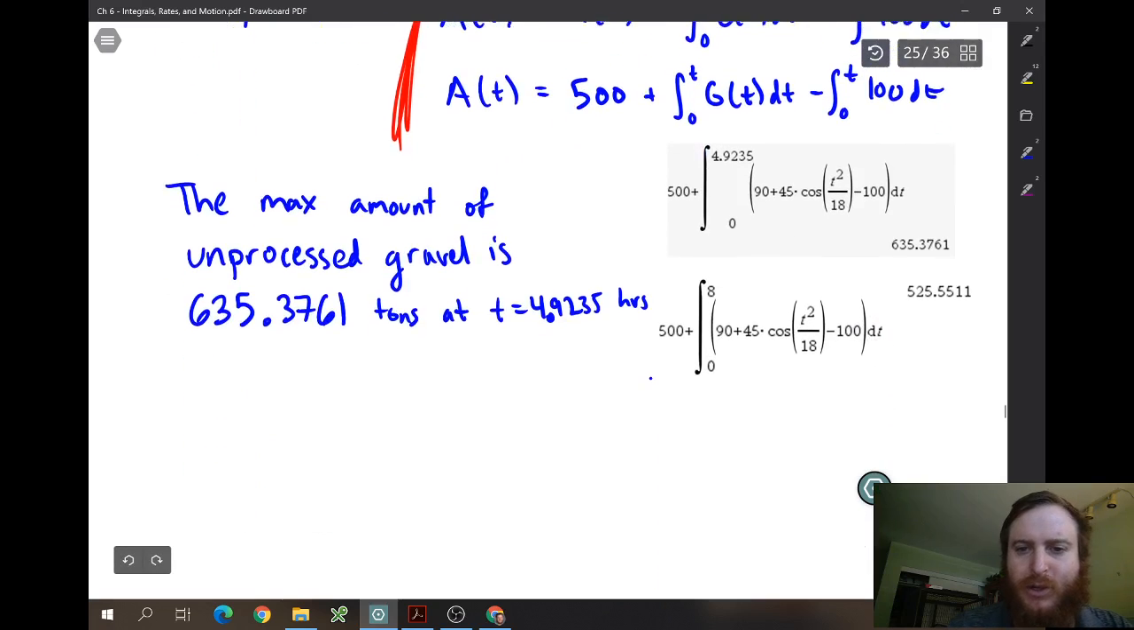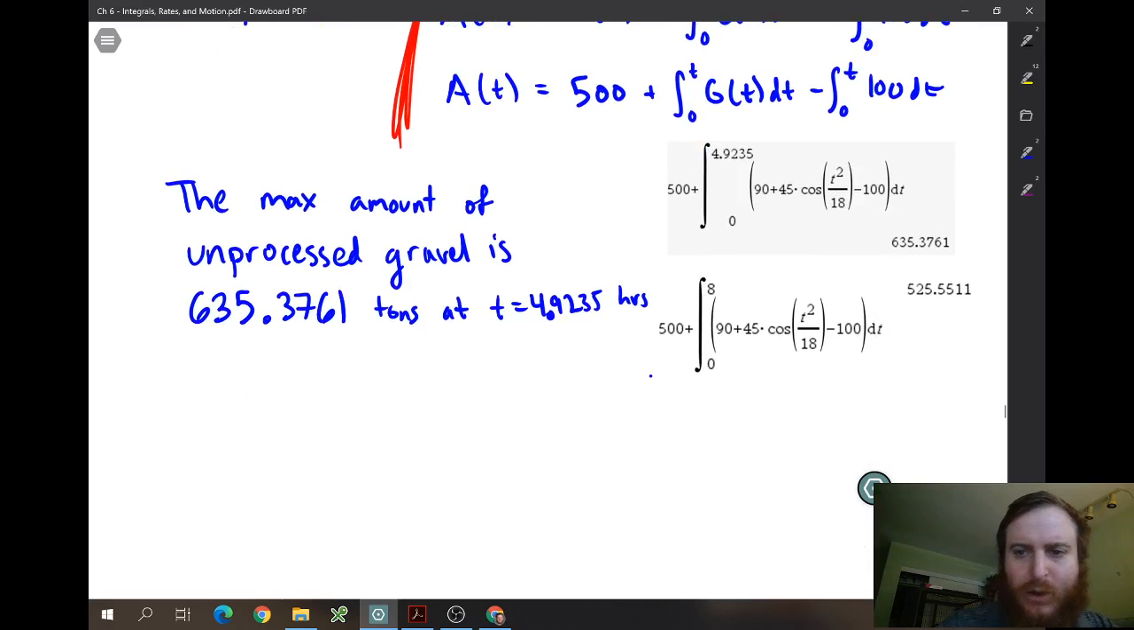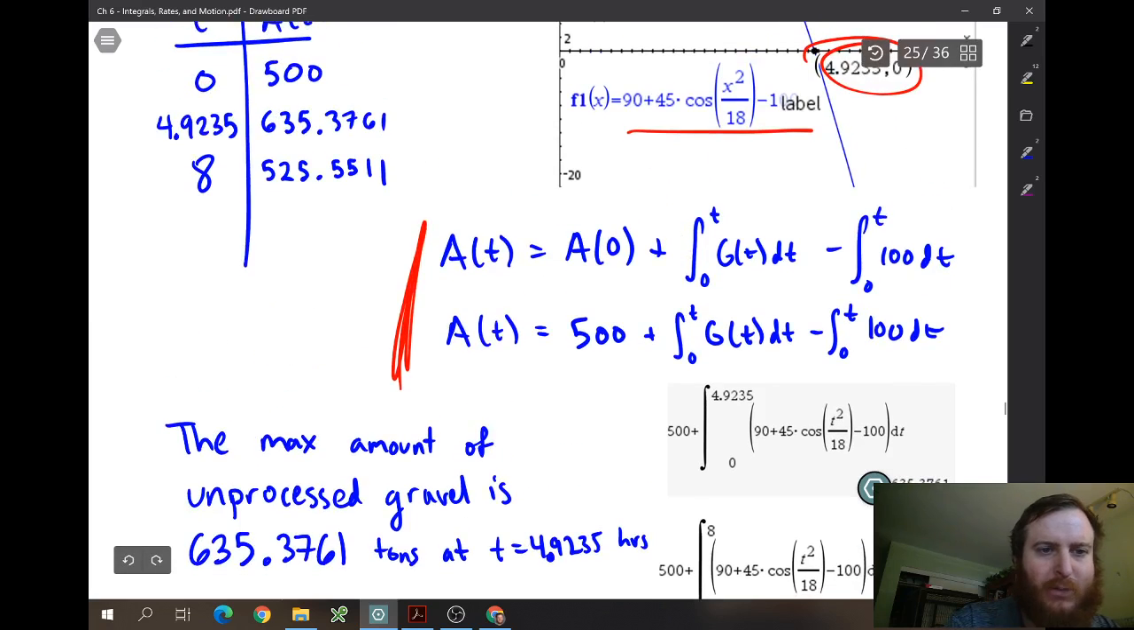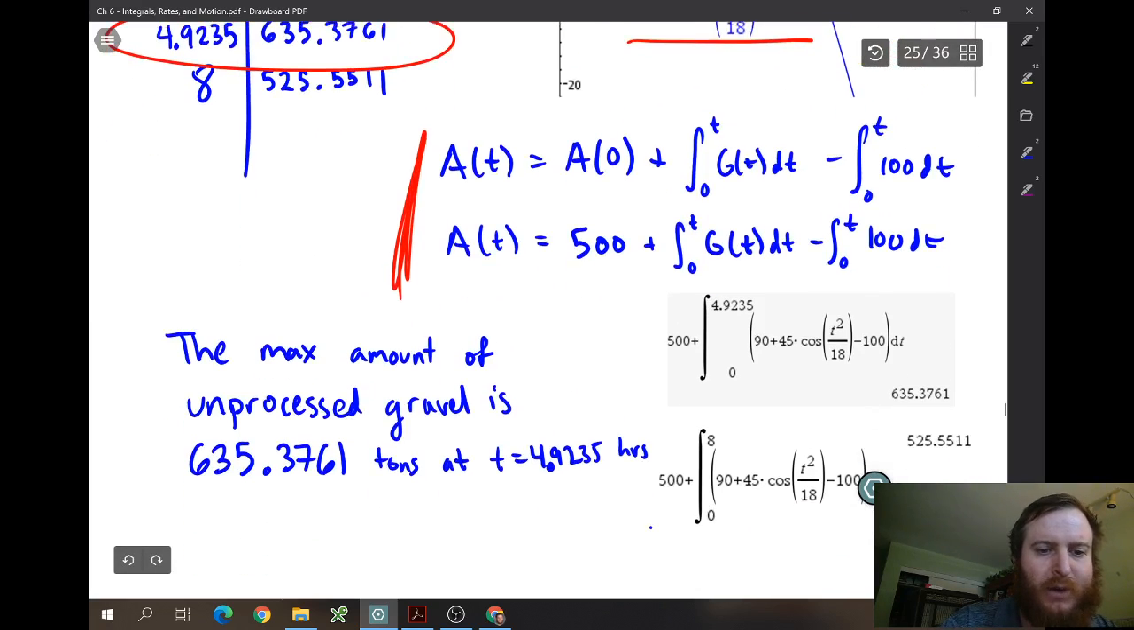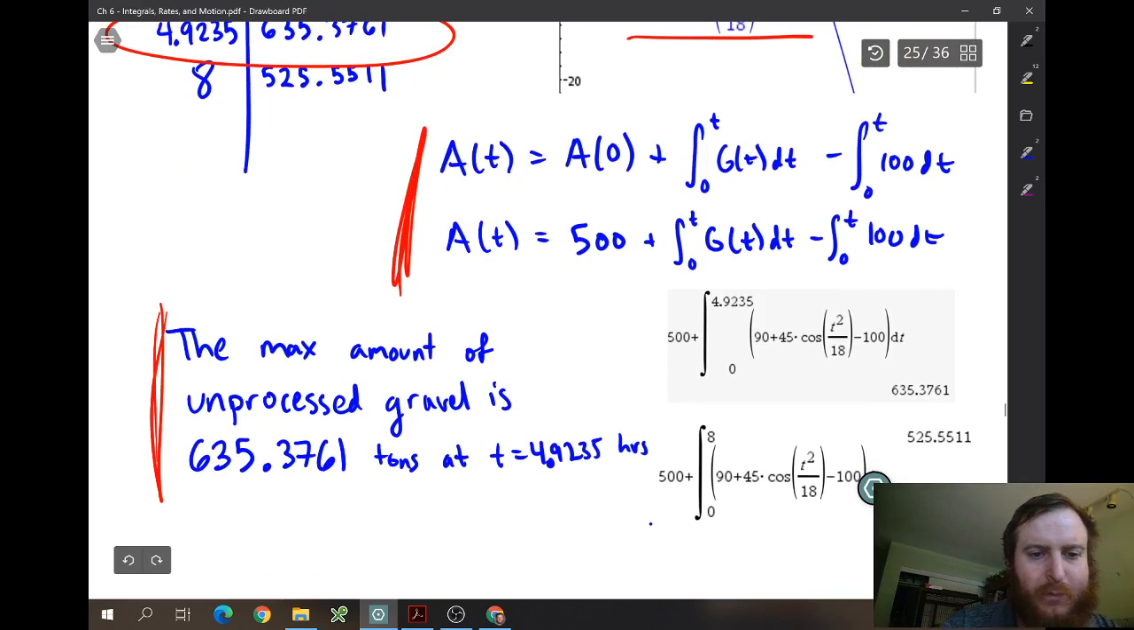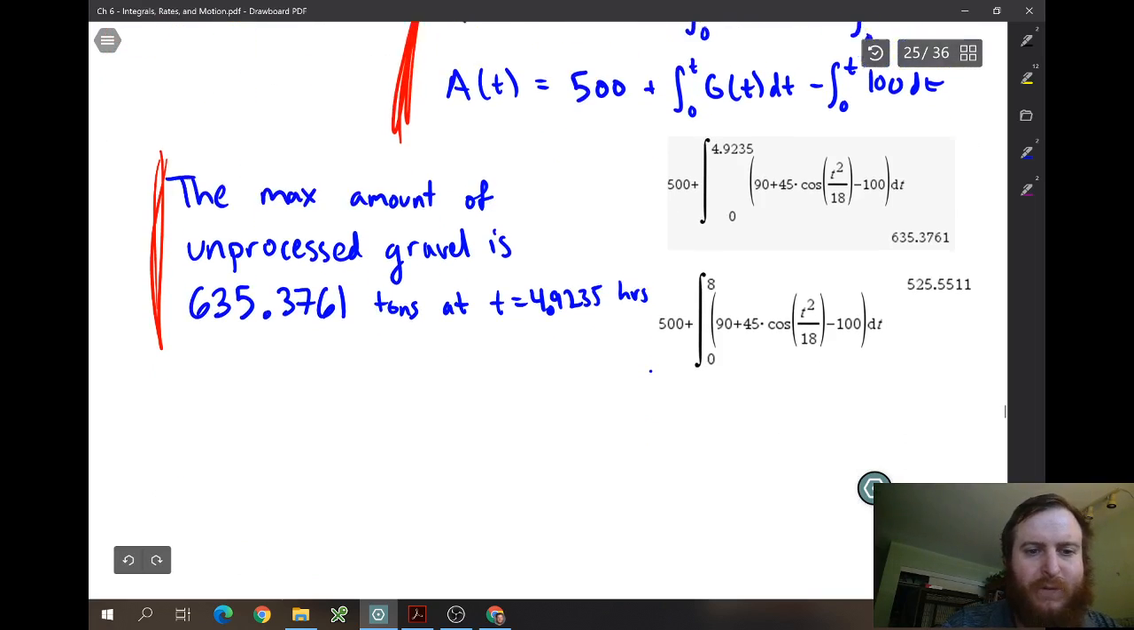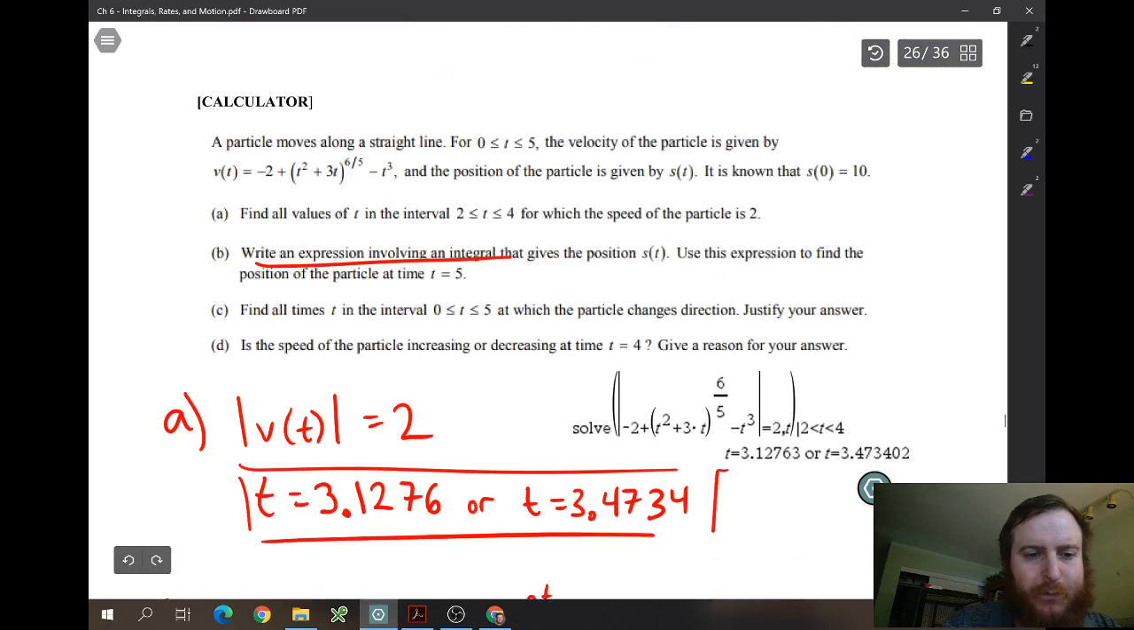Okay, so this is how I type them into my calculator, right? And then when we're looking at this, the maximum would have been 635, and so we just write out a sentence like that. The max amount is 635 at time 4.9.